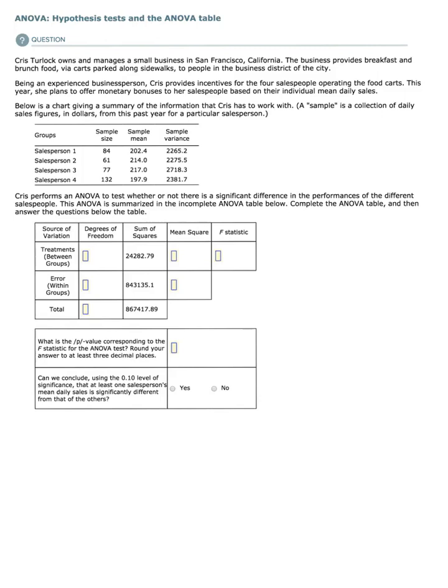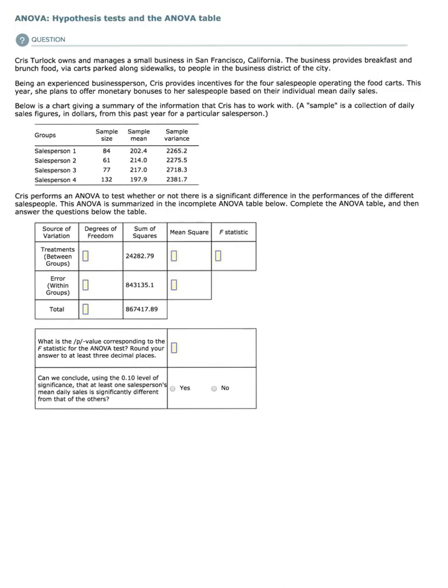Chris performs an ANOVA to test whether or not there is a significant difference in the performances of the different salespeople. This ANOVA is summarized in the incomplete ANOVA table below. Complete the ANOVA table and then answer the questions below the table. The table itself.